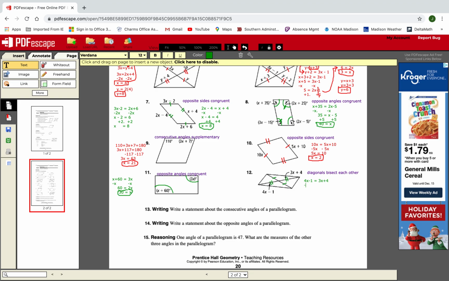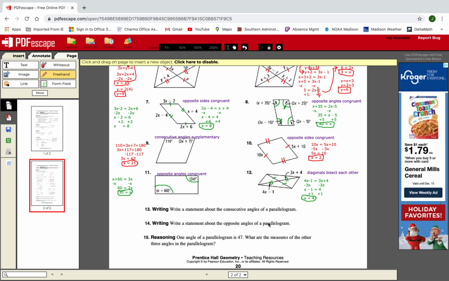So my first step here then would be to subtract 3x from both sides. On the left side, 4x minus 3x is x. I'm bringing down my minus 1. And on the right side, 3x minus 3x cancels out, and I'm left with 4. My last step then would be to add 1 to both sides. So on the left side, I've got x, and then minus 1 plus 1 cancels out. On the right side, 4 plus 1 is 5. So I have my last value for x right there.